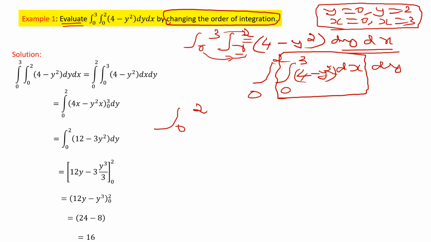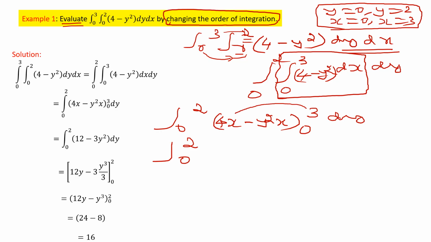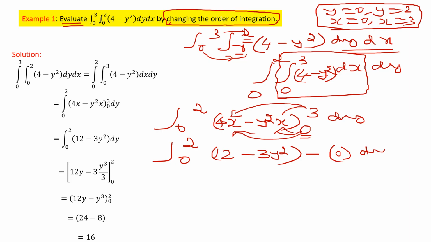Integration of (4 minus y power 2) with respect to x will give you 4x minus y square times x between the limits 0 to 3, and dy. So this will give you 0 to 2. We have to replace x by 3. So I will get 12 minus, if I replace x by 3 here, 3y power 2. After the upper limit, I have to write minus the lower limit. Here the lower limit is 0. If I substitute x equal to 0, this will become 0, into dy.